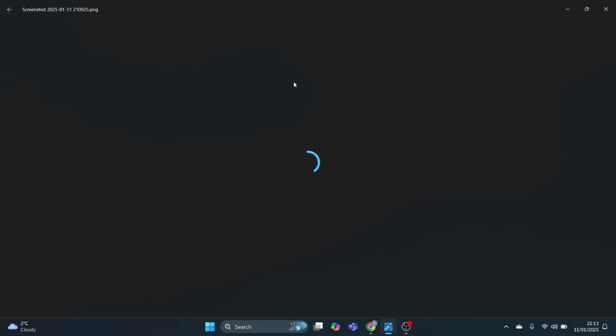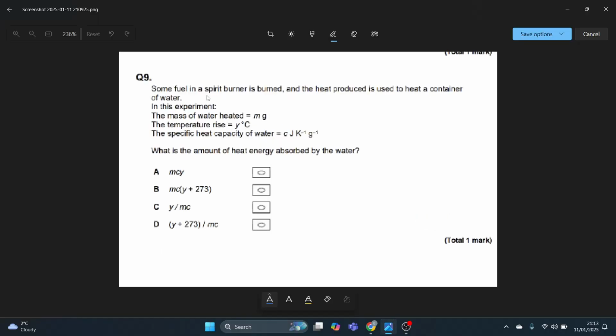Question 9. Some fuel in a spirit burner is burned, and the heat produced is used to heat a container of water. In this experiment, the mass of water heated is that, temperature rise is that, specific heat capacity is that, what is the amount of heat energy absorbed by the water? So we're going to use Q equals mc delta T, where m is the mass of water, C is the specific heat capacity, and delta T is temperature rise. So therefore it's going to be mc Y. The answer is A.